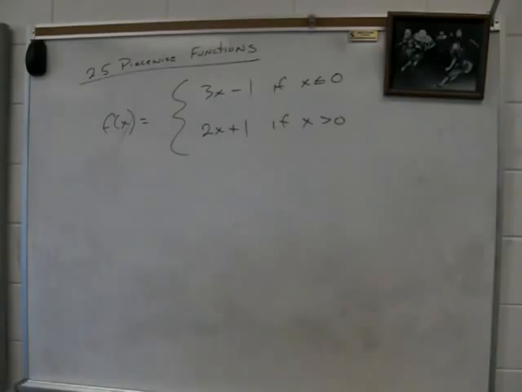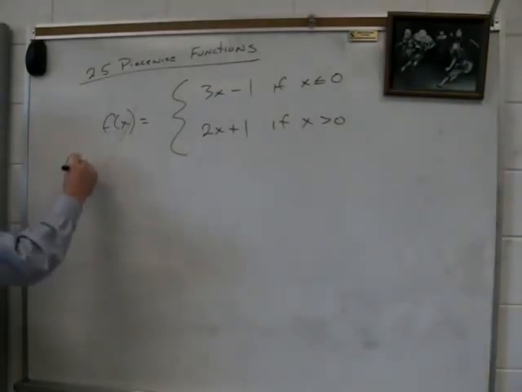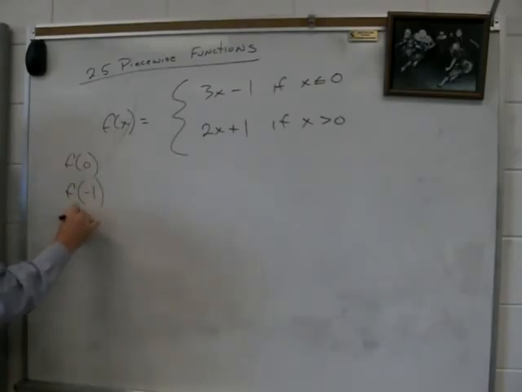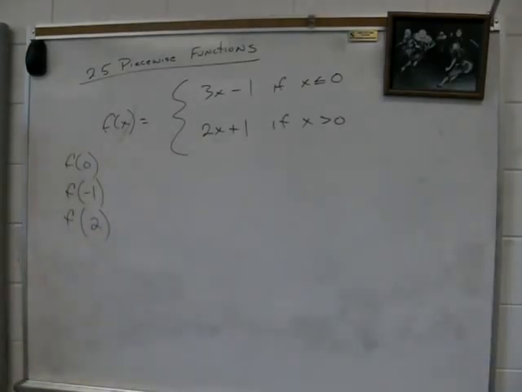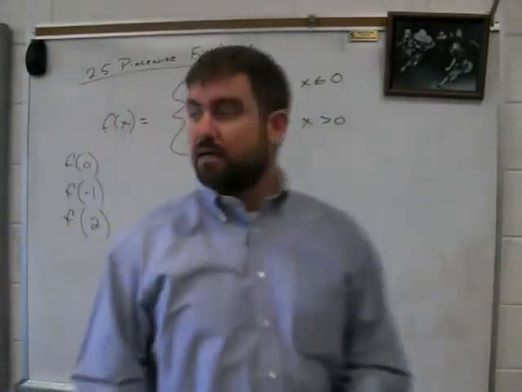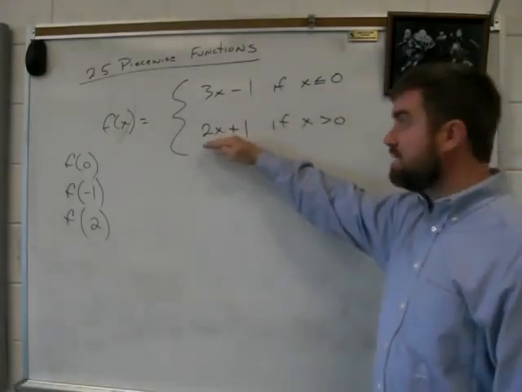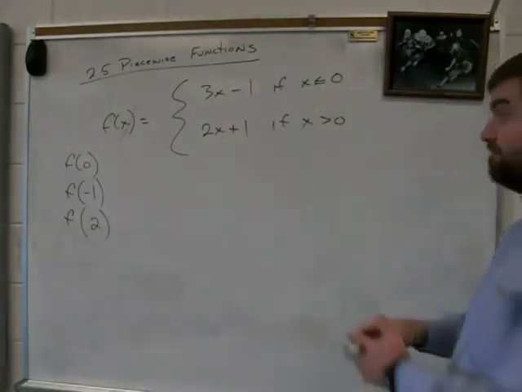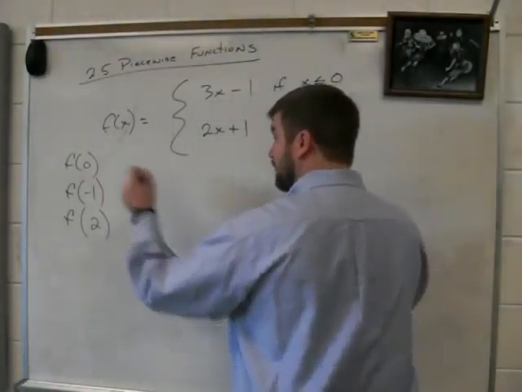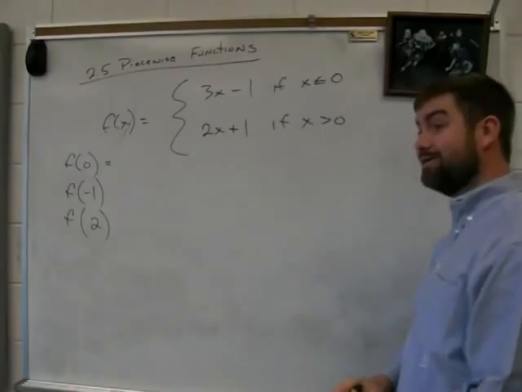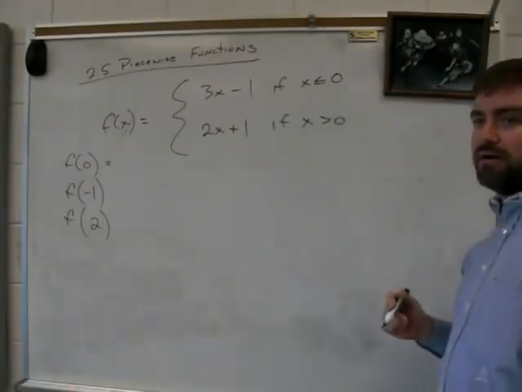First, we're going to evaluate at 0. I want to find f of 0. I want to find f of negative 1. And I want to find f of positive 2. I just picked these three values. It's a little harder than the problem I just did because you have two different functions to pick from. Right? You got a function here if x is less than or equal to 0. And you have a function here if x is greater than 0. For f of 0, which one am I going to use? Am I going to use the top function or am I going to use the bottom function?